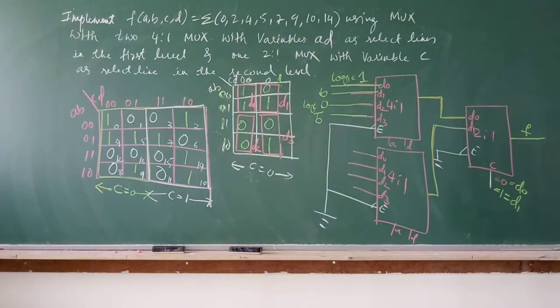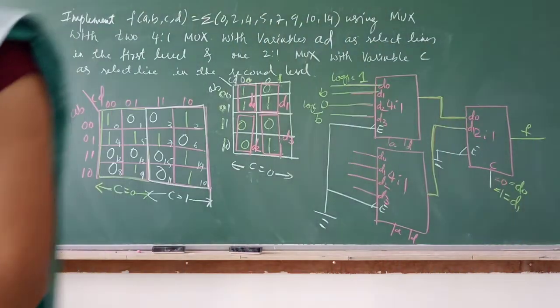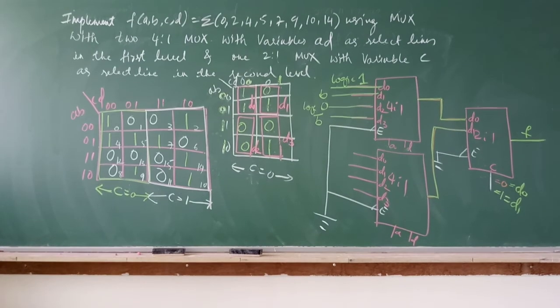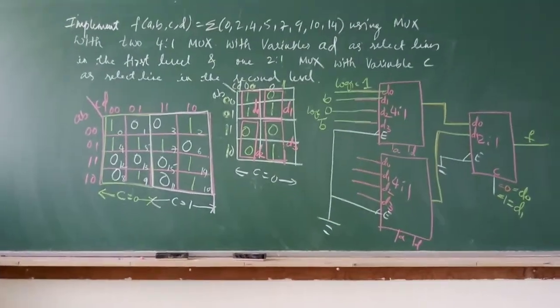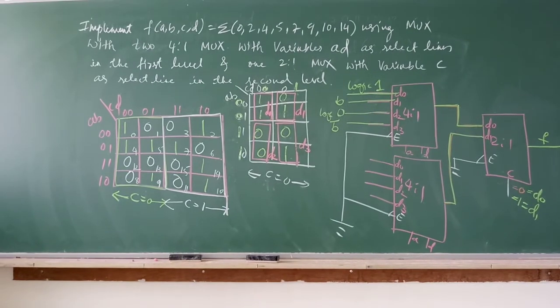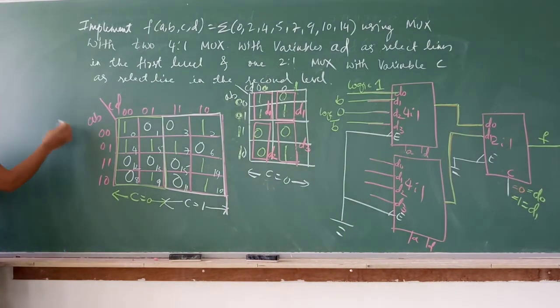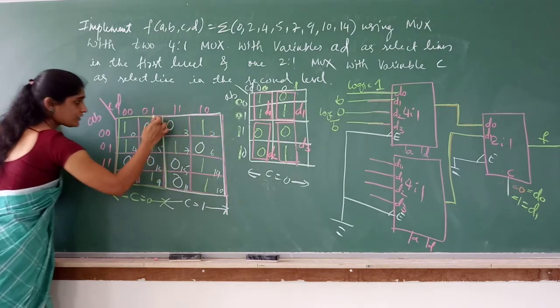Now, to implement this, to write the inputs for the second 4:1 multiplexer, again I will write this on the side. Can you see? Otherwise I will write here. Maybe here you can see. Correct? So here I write for the second 4:1 multiplexer. That means this part of the schema I write separately.